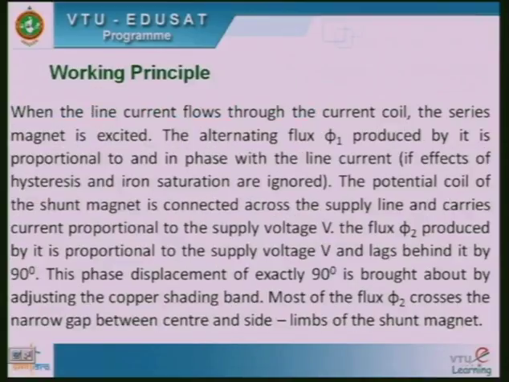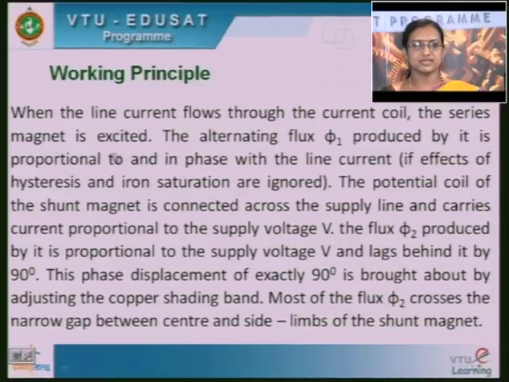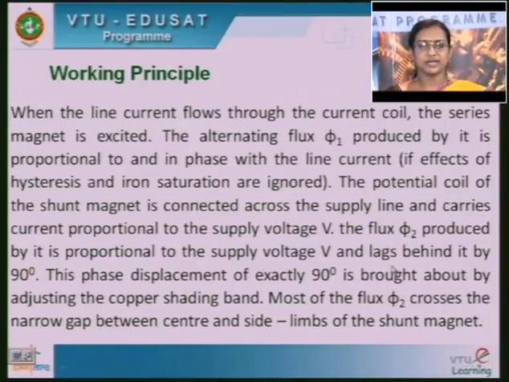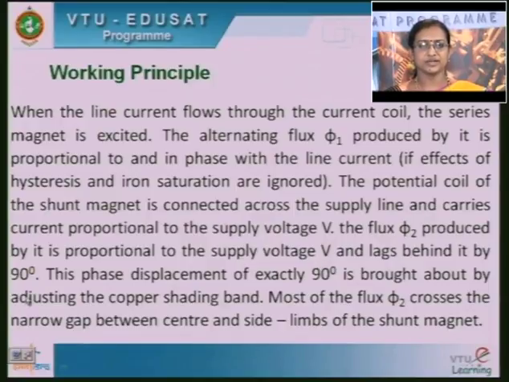Now, I already told you the current flowing through the current coil, that is through the series magnet, is excited. When the series magnet is excited, the alternating flux is phi 1. Due to the current flowing through the potential coil, the flux produced is phi 2. Since the current I1 is directly proportional to phi 1 and the voltage V is directly proportional to phi 2, what will happen here? Current lags the voltage by an angle of 90 degrees.